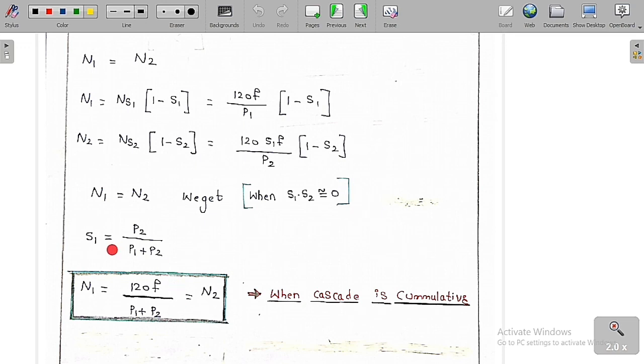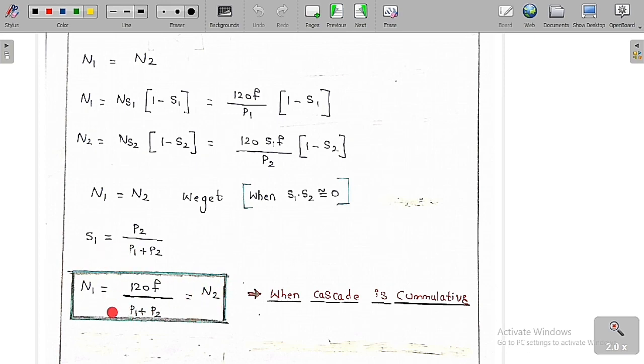So if you keep this S1, I have already told you N1 is equal to NS1 into 1 minus S1. Therefore, here NS1 is equal to 120 F by P1, so N1 is equal to NS1 into 1 minus S1 is equal to 120 F by P1 into 1 minus S1. In place of S1, substitute this term, and if you do the simplification, we are going to get N1 is equal to 120 F by P1 plus P2 is equal to N2, because both should be the same.